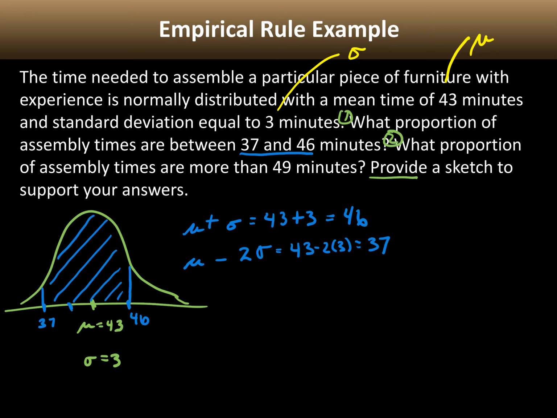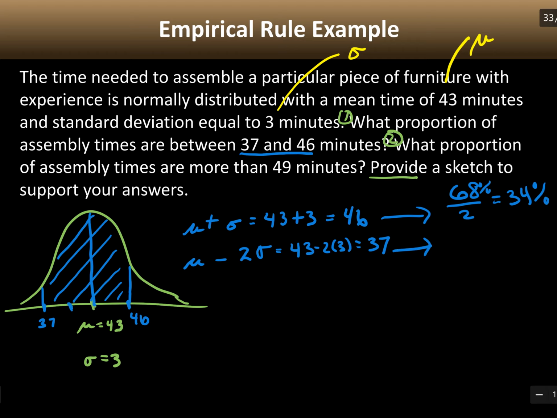So between the mean and 46, this is the 68 part of the rule. So 68, but not the full center 68, because we're only going above the mean. So 68 divided by 2 is 34%, right? Because we had 68%.